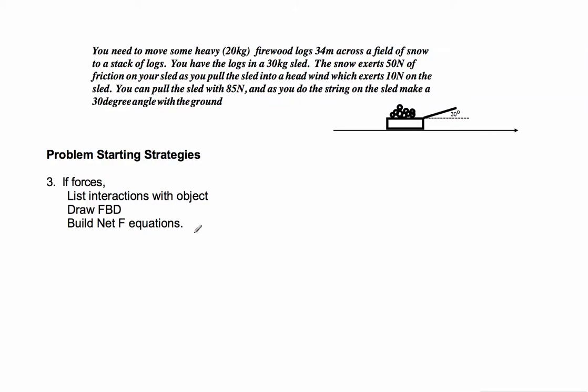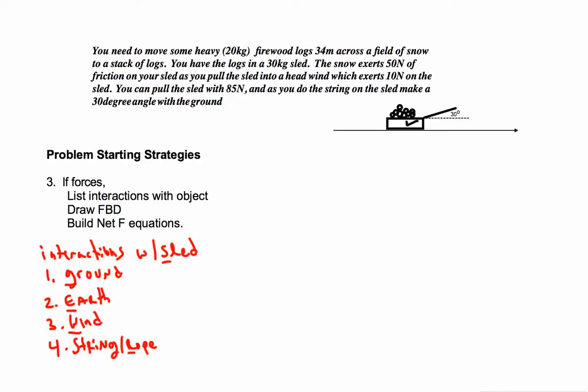All right, here are the forces problem solving strategies. List the interactions with the object, in this case the sled. Draw the free body diagram and build the net force equations. Let's go ahead and have you list the interactions with the object. The interactions I got with the sled are the ground, the earth, the wind, and the string or the rope. I'll use rope so that we don't get string confused with sled in our subscripts. Now the next problem starting strategy includes building a free body diagram. That's to help us inventory and visualize the forces on the object. Why don't you go ahead and do that and then check your work with the video. You can pause it and then unpause it.